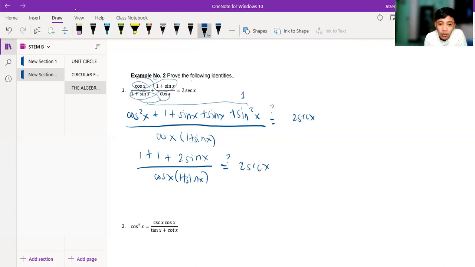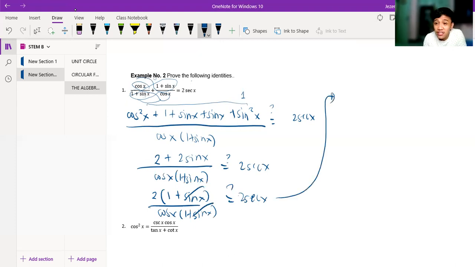So, ito, palitan na natin ng 2. Yan. Okay. Then, ilabas natin. So, 2 over 2, ilabas natin. So, 2 divided by 2 is 1. 2 sine x divided by 2 is sine x over cosine x times 1 plus sine x equals 2 secant x. So, cancel natin siya. And then, si 2 over cosine x is 2 secant x. And then check natin siya. Kasi equal siya. Okay? So that's it.